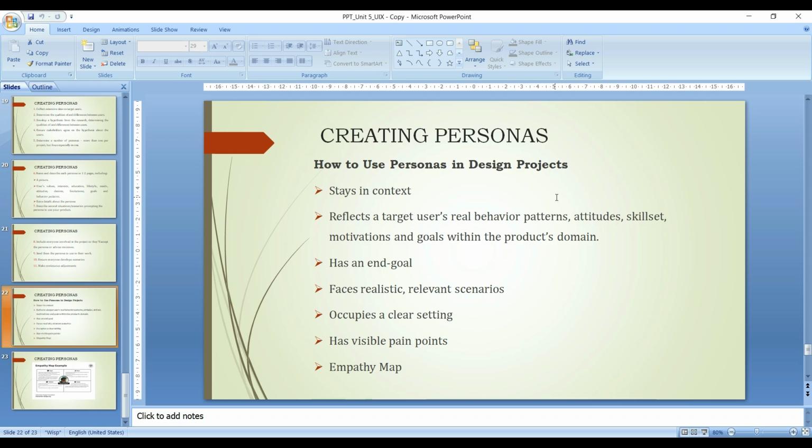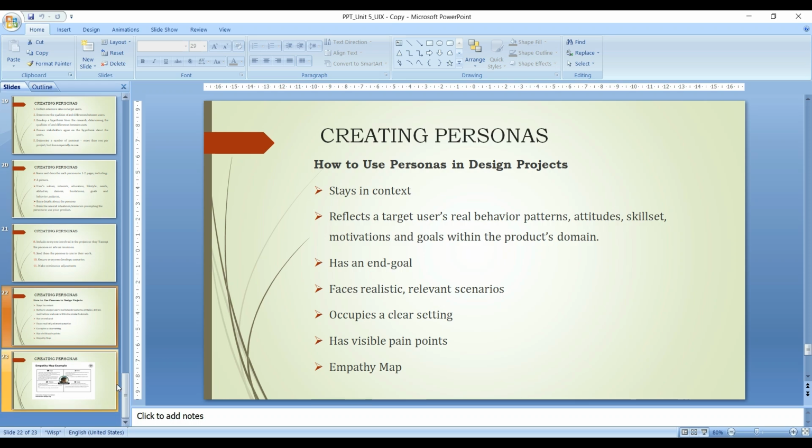So what are all the things? If I am getting a job, what are all the things I am going to do? If I am getting a mobile, what type of facility am I going to get from this mobile? Everything should be set clear in the manual. It has visible pain points. A pain point should be there, here and there. So it should exhibit your knowledge and exhibit yourself to the opponent team. And the empathy map.